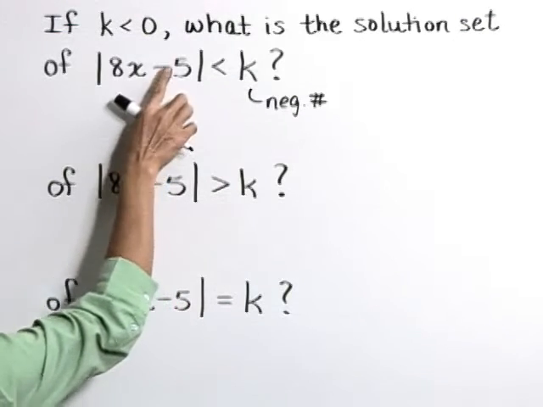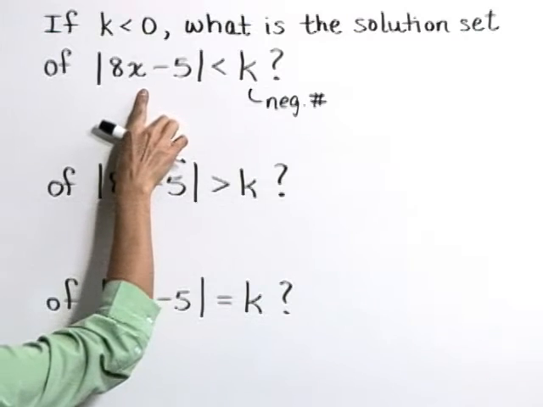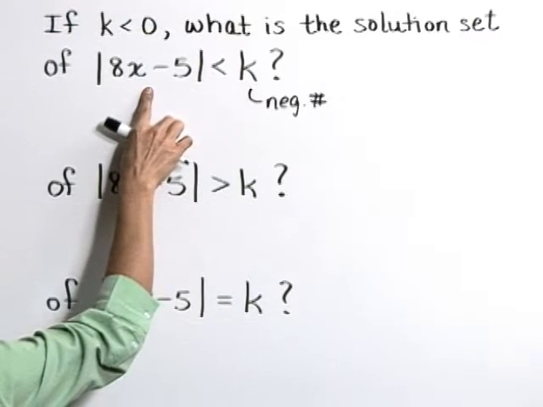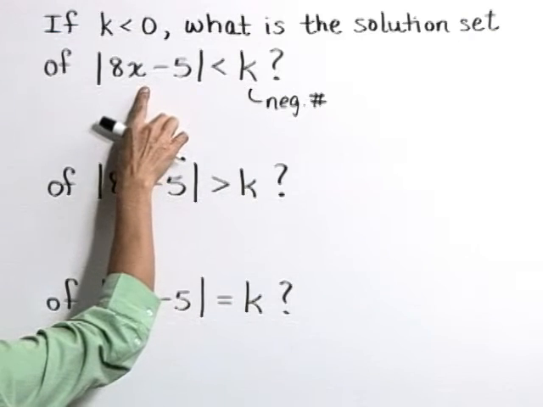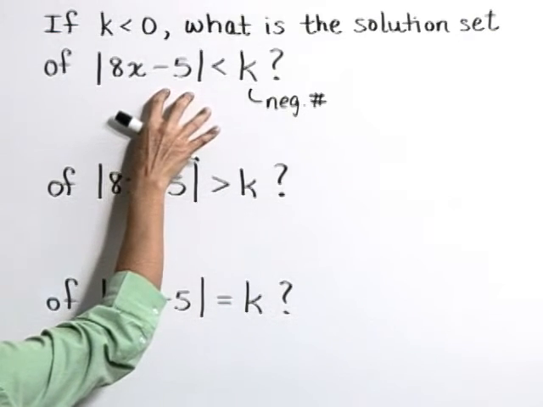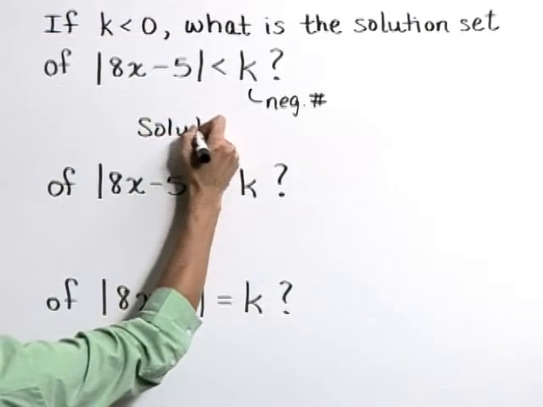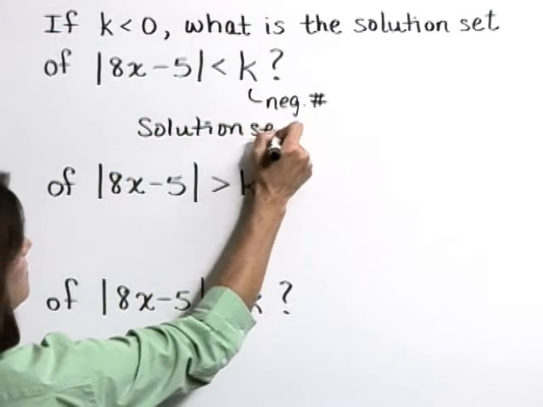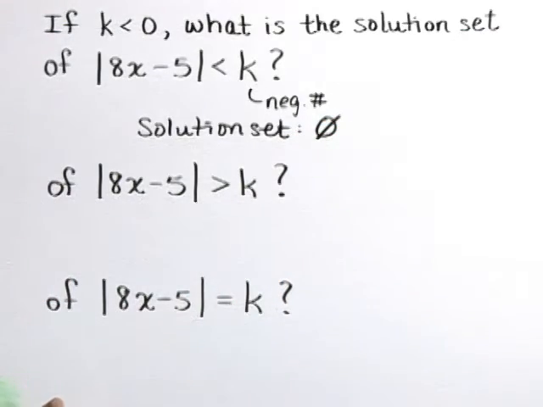That is impossible because the absolute value of a quantity, which represents distance from 0 on the number line, is always a positive number or 0. That should be greater than or equal to 0. So this is impossible. That can't happen. Let's say then that the solution set is the empty set. There is no solution to it.